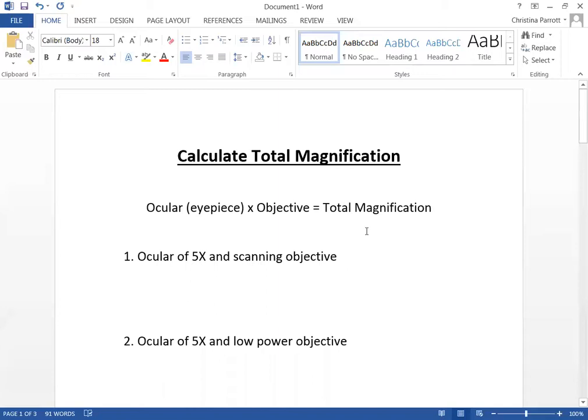Okay, so on this screen, we're going to calculate total magnification. Again, total magnification is calculated by multiplying the ocular, or the eyepiece, by the objective. In this one, if I told you that the ocular has a magnification of 5 and you're using the scanning objective, what would be your total magnification?